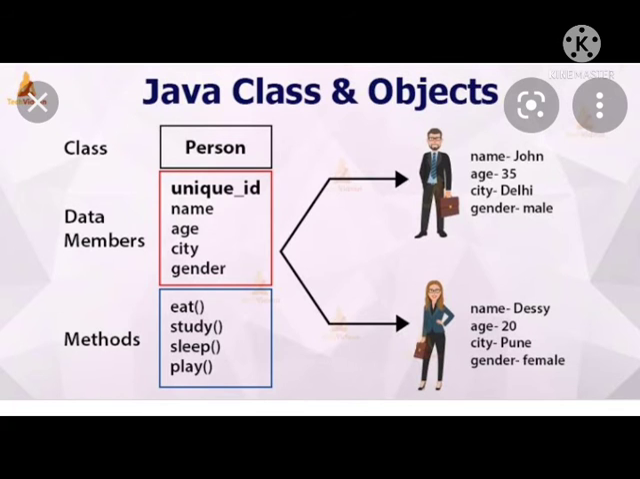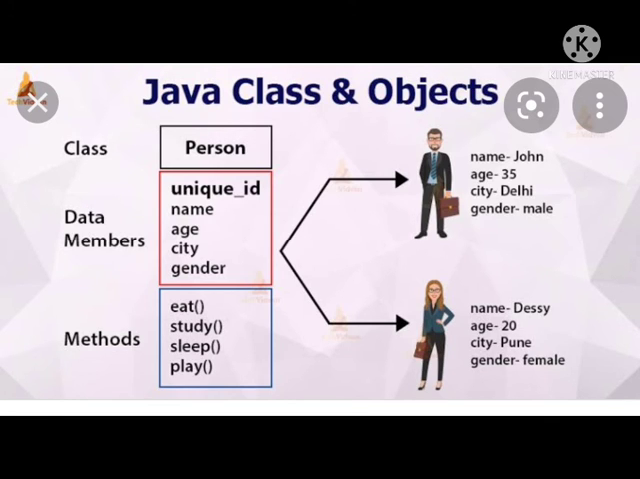Students, let's take an example of software object and classes. Here the class is person, and here are the data members and methods. In software objects we call them data members instead of properties or characteristics, and behavior we call methods in software objects. Here what is the name of the class? Person, and its properties are unique ID, that is employee ID or any ID, Aadhaar ID, and name, age, city or gender. These are the characteristics that are called data members in the software object, and behavior is called methods in the software objects. So eat, study, sleep, play are called methods.